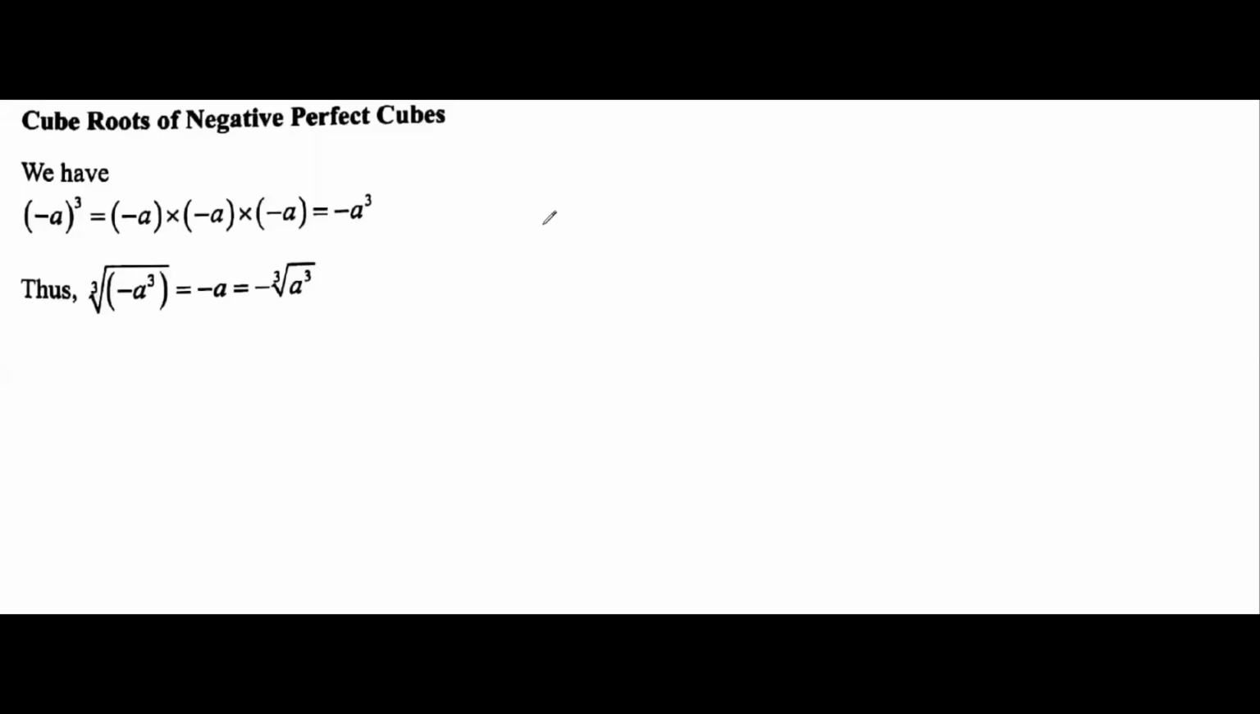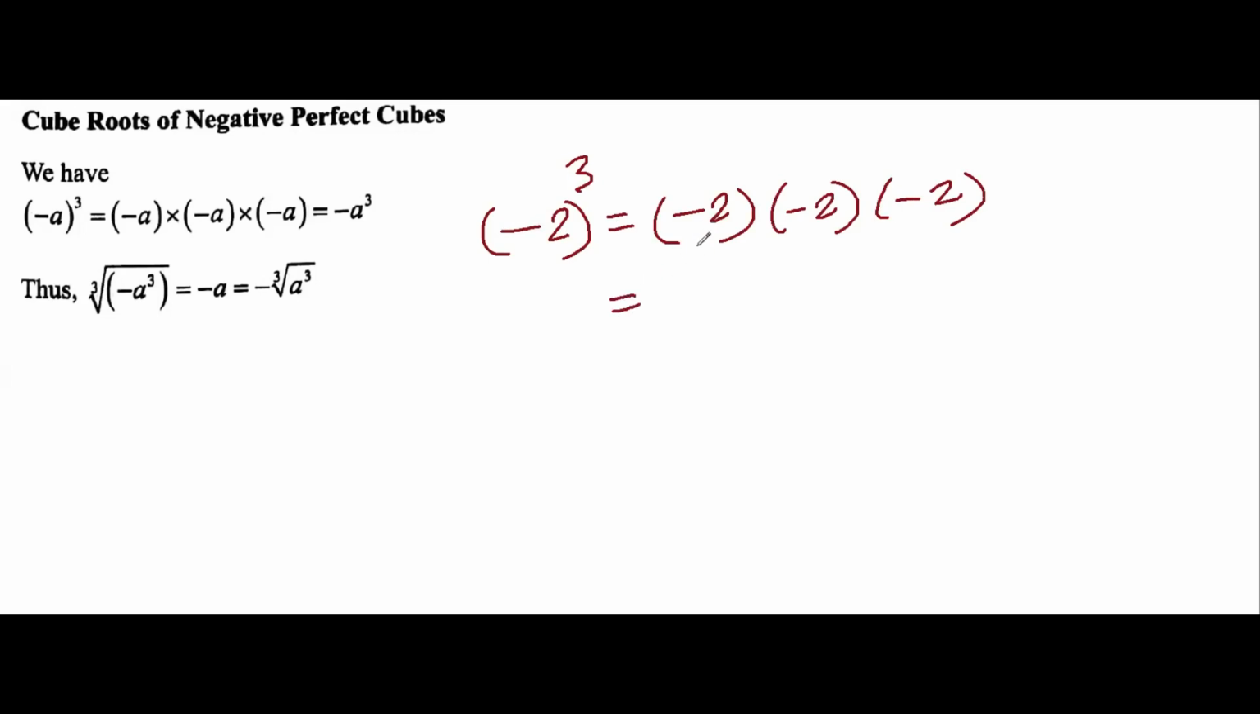Cube root of a negative perfect cube. If I want to find the cube of some number, say -2, I will write -2 into -2 into -2. Now this -2 I can write as -1 into 2, again -1 into 2, and again -1 into 2. So -1, -1, -1 three times.